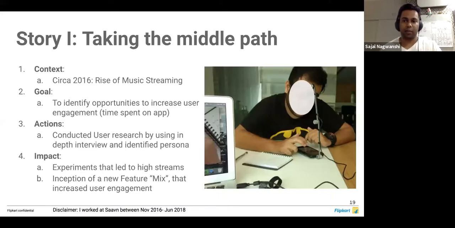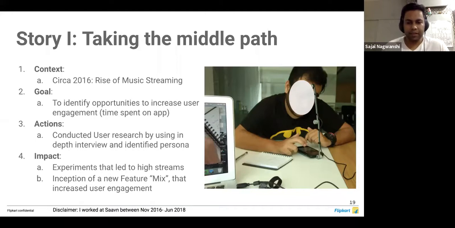But at that point, we wanted to identify opportunities to increase engagement further, because obviously there was a lot of competition back then. We wanted to make sure the features we were building would lead to a better music listening experience and hence high engagement. So we conducted user research, multiple in-depth interviews, identified personas, and conducted multiple experiments that led to high album streams, and eventually a feature called Mix.